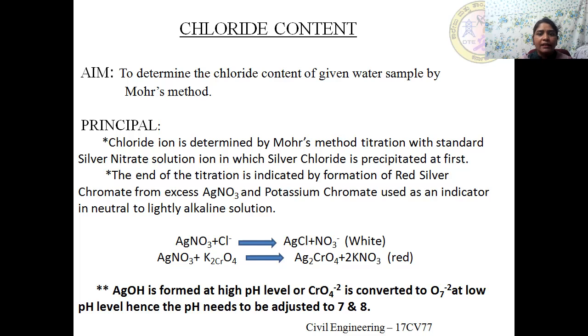So what are the reactions, what happens in this experiment? The silver nitrate, AgNO3, reacts with chlorides which are present in the water sample to form silver chloride and nitrates. At the beginning of the titration, we get a whitish, cloudy color of the sample, which later turns from yellow to white cloudy to brick red. Then the silver nitrate reacts with potassium chromate indicator to form silver chromate and potassium nitrate.